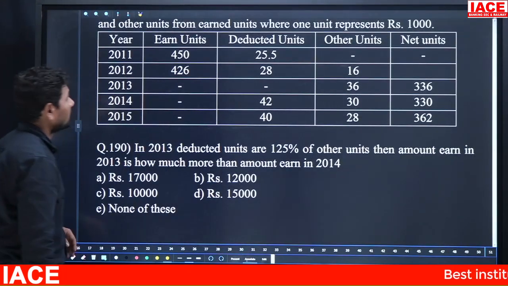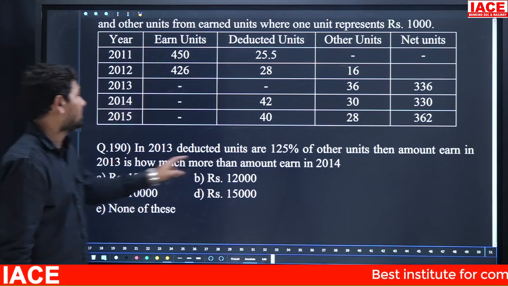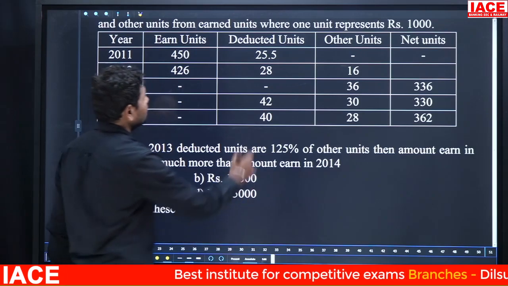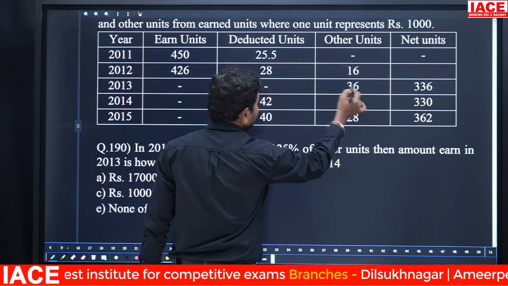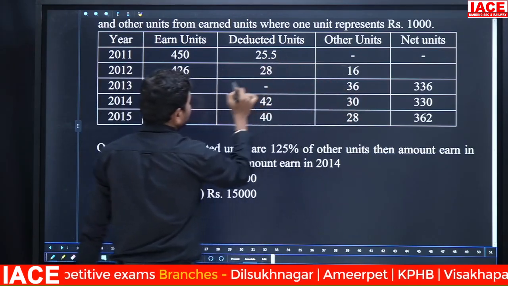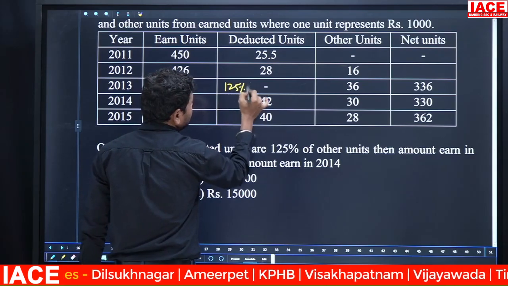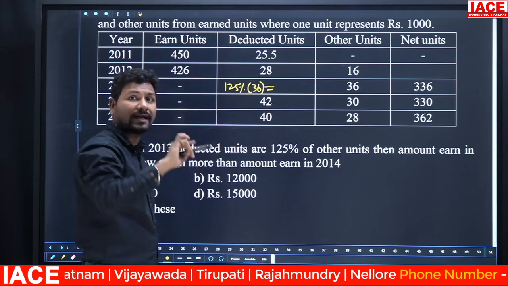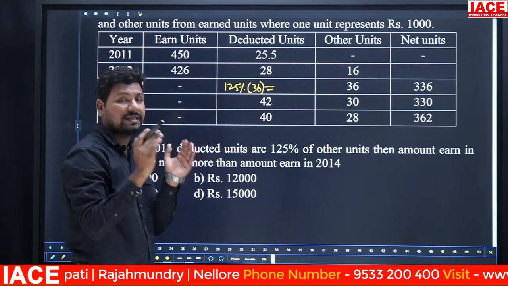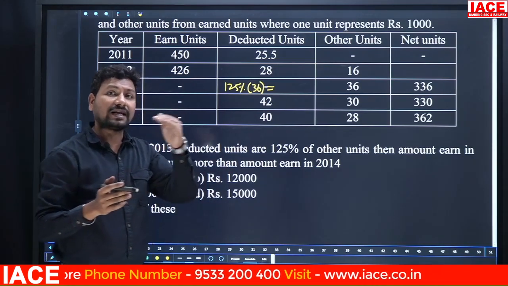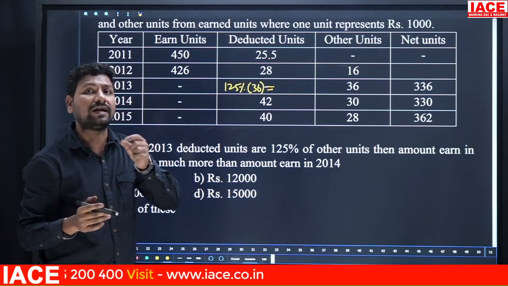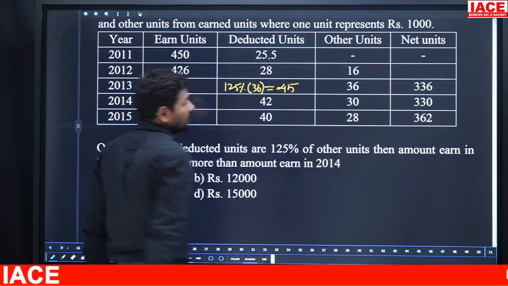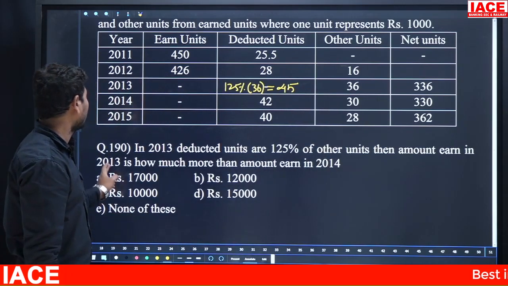Next, in 2013 deducted units are 125% of other units. Deducted units is what? 36. It is the other units. Deducted units are 125% of 36. That means in 36, 100% is required and an extra 25% is also required. 100% means 36, 25% means half of the half value. Half of 36 is 18, half of 18 is 9. 9 plus 36 means 45 units.